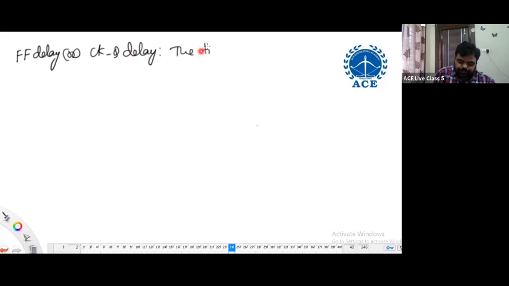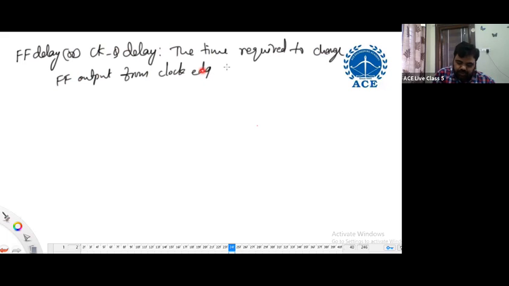The time required to change the flip-flop output from clock edge occurrence is called flip-flop delay or clock to Q delay.